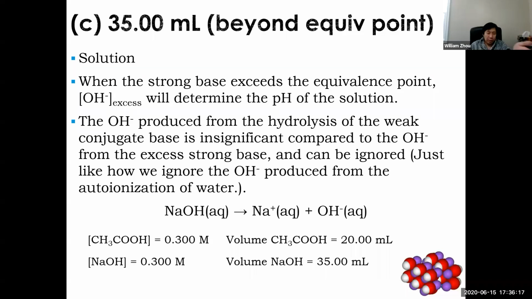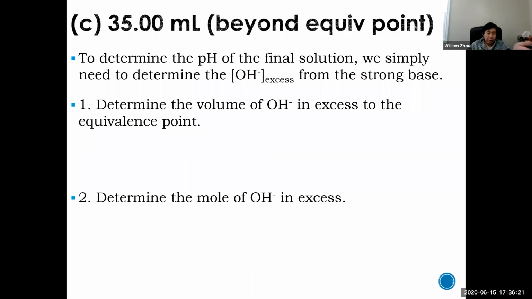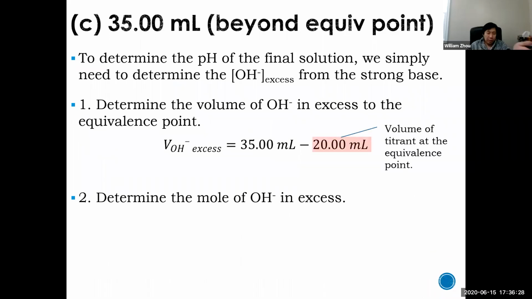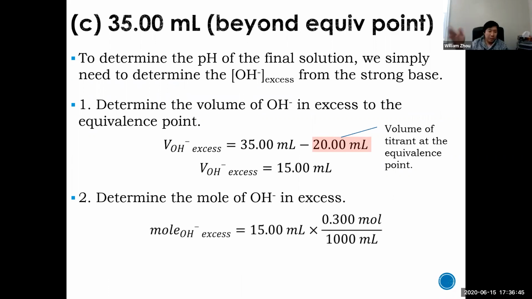What is the concentration of that new hydroxide? Well, we have these numbers, we can calculate that. We've added 35 milliliters, right? And we only need 20 milliliters. We have 35, only 20 is needed to reach the equivalence point. So you've shot over by 15. You have excess of 15 milliliters of base. We have the volume of that, but we need the moles.